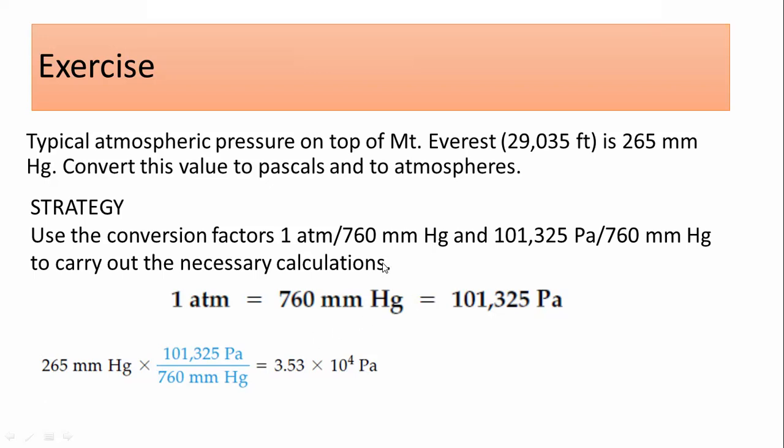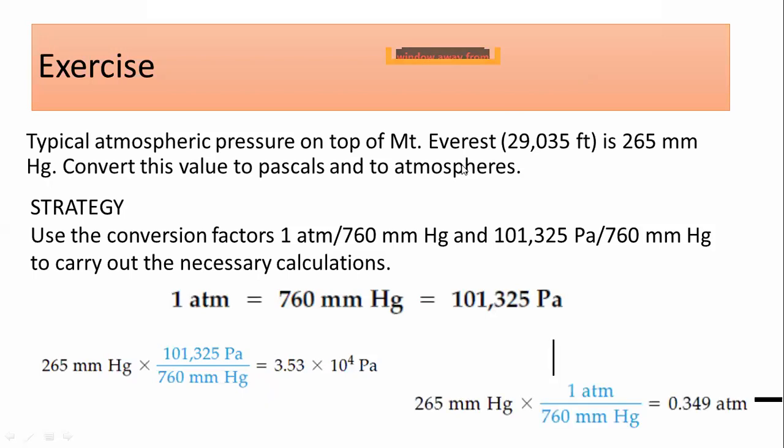So now just calculate the second one. I have only a few minutes to end this meeting. This is the answer. Again, this is 265 mm of mercury. You have to multiply with the conversion factor. The conversion factor is this because you want atmosphere. Your value is in mm of Hg. So again, you have to cancel out this mm of mercury, and when you solve this one, your answer will be 0.349 atmosphere. So this is all about our today's lecture.